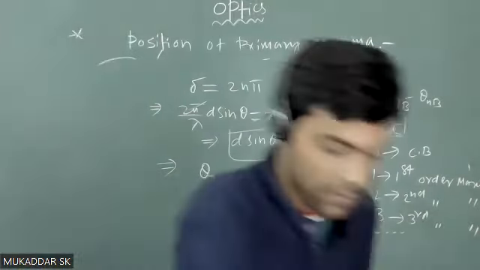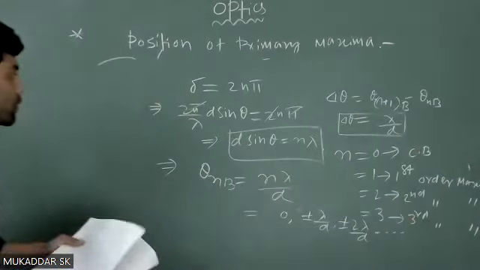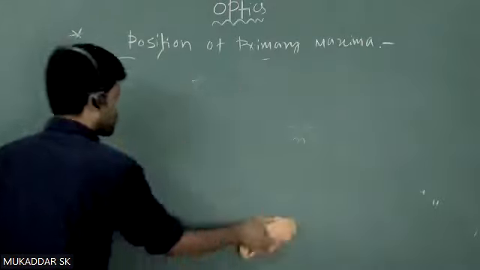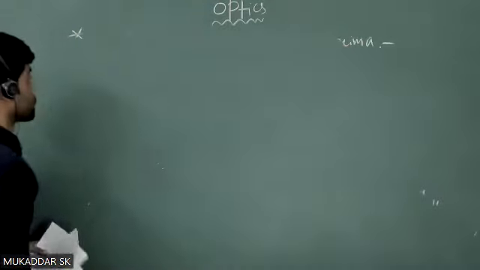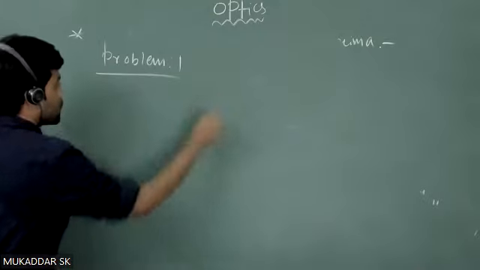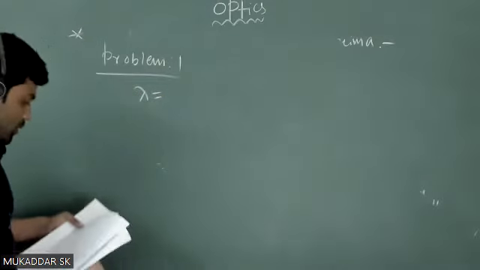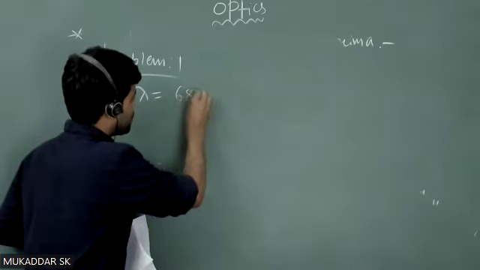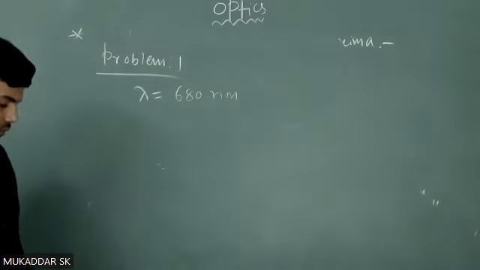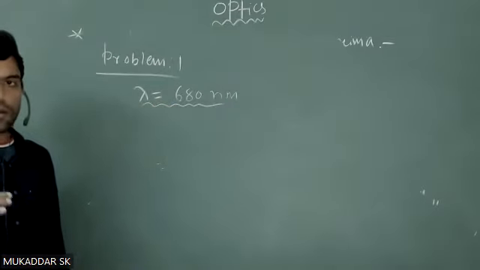Okay. So based on primary maxima, let us solve one problem, recently asked in your JAM exam. Suppose a laser light having wavelength of 680 nanometer falls normally on a grating.